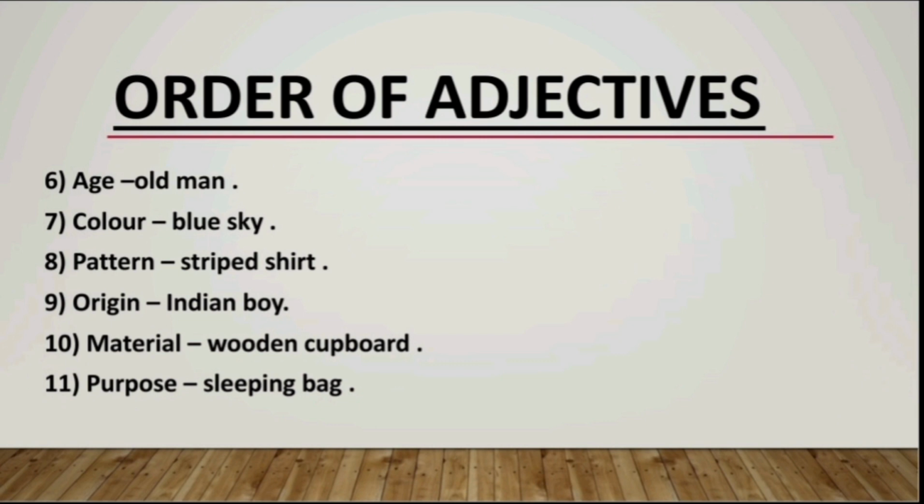After the origin comes the material, which refers to what something is made up of, like a wooden cupboard, a plastic chair, etc. After the material comes the purpose of the usage of that particular noun, a sleeping bag, etc. So all these were the order in which the adjectives can respectively be put into describing the nouns.